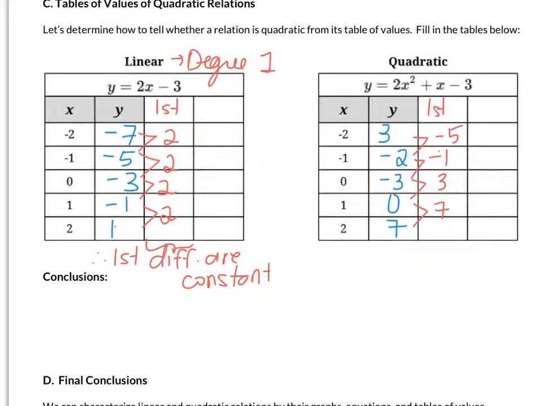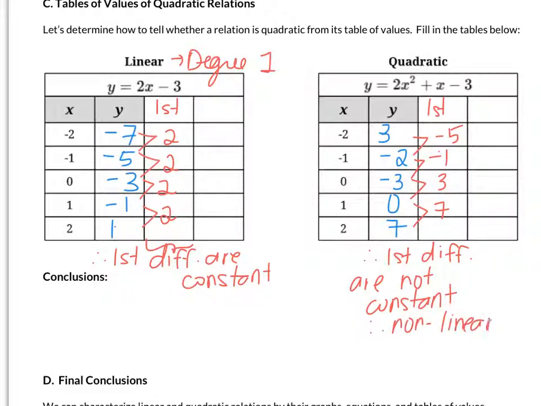So we know from our previous knowledge of linear relations that if the degree is 1, which means you have a linear relation, which means you have a straight line, your first differences on the table of values should be constant. It should be the same number. So the spacing between the y values should be exactly the same. If we look at our quadratic function, we can see that the first differences are not the same. So we can conclude that this is definitely not a linear relation. So first differences are not constant, therefore non-linear. So we know that it's definitely not a straight line.